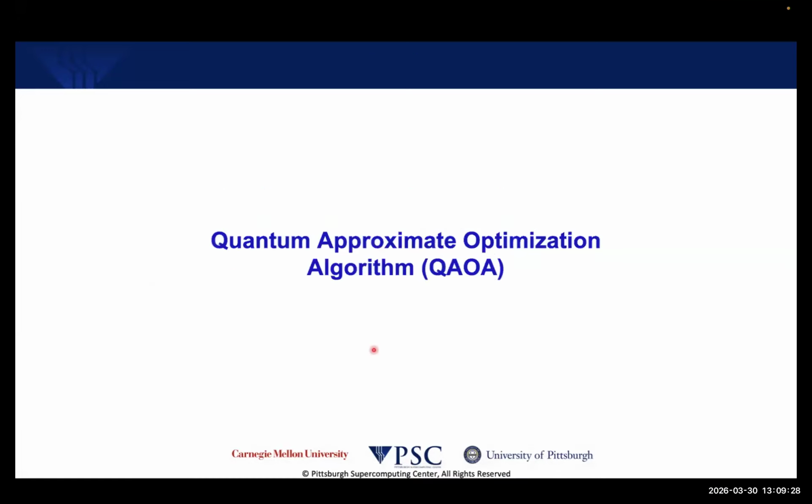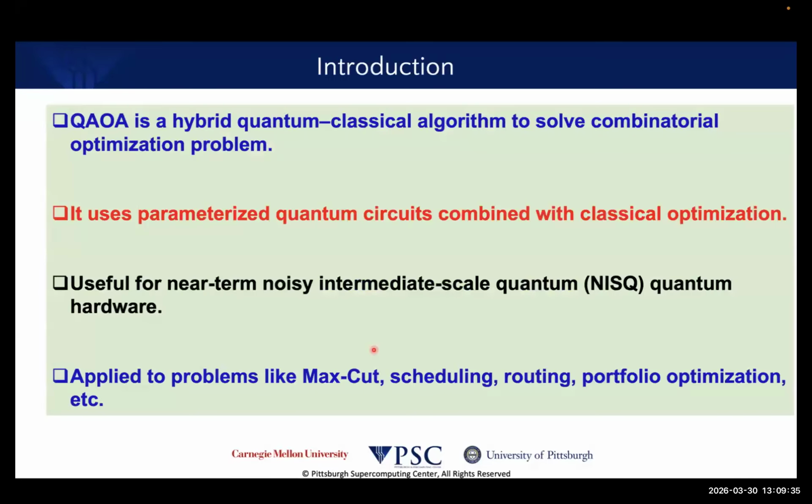Okay. So QAOA, the full form is Quantum Approximate Optimization Algorithm. It is a hybrid quantum classical algorithm to solve combinatorial optimization problems. So it has two components, parameterized quantum circuits, and it uses classical optimization for self-consistency. And it is useful for near-term NISQ quantum hardware. And I think this is one of the couple of applications that will be scalable to real life scenarios in industry or academia. This algorithm is applied to many problems like max cut, scheduling, routing, and portfolio optimization.